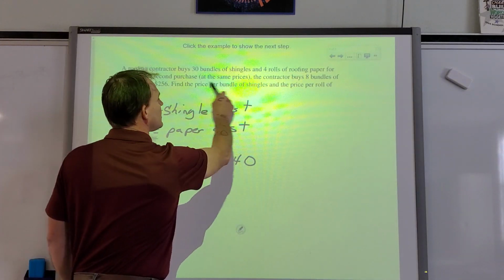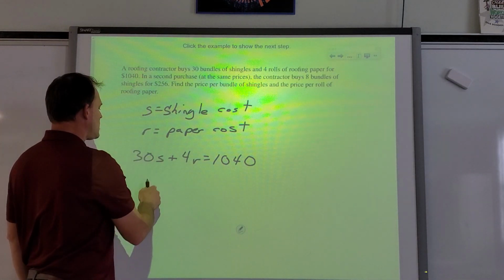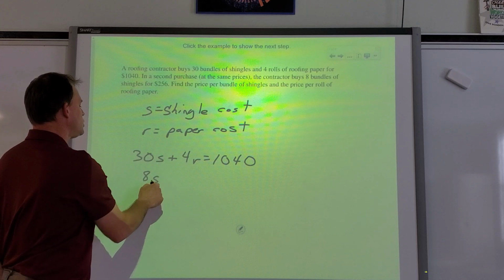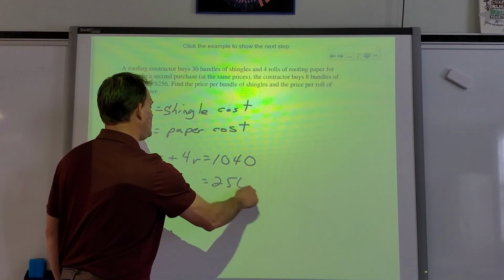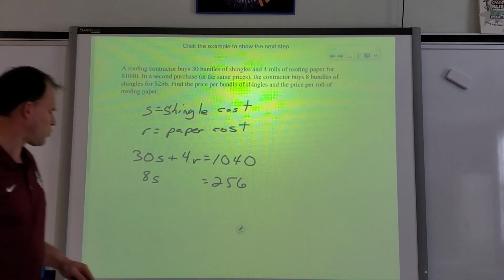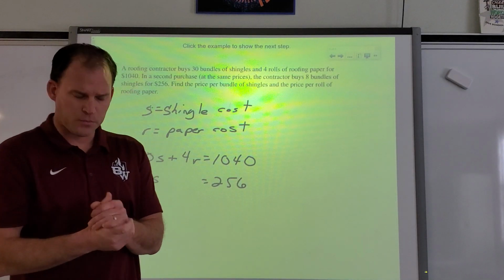2, in a second purchase, the contractor buys 8 bundles of shingles for $256. So I've got 8 bundles of shingles. So that's 8 shingles, $256. Find the price per bundle of shingles and roll of roofing paper. So now, it didn't buy any of that the second time.